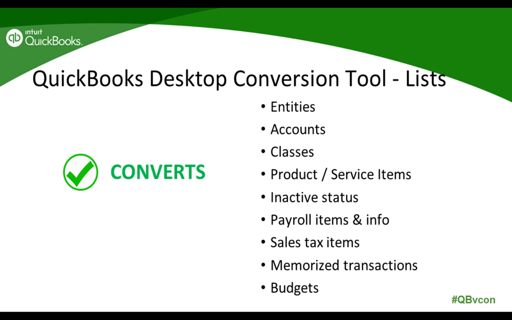Memorized transactions do convert to QuickBooks Online. They are called recurring transactions, and you can find them on the gear icon. If you had a list of other names, customer, vendor, employee, and other names, those will convert to QuickBooks Online as vendors. We don't have an other names list in QuickBooks Online, so those will come over as vendors. And finally, budgets do convert to QuickBooks Online if they were P&L budgets. So if you had a P&L budget in QuickBooks Desktop, that will convert.